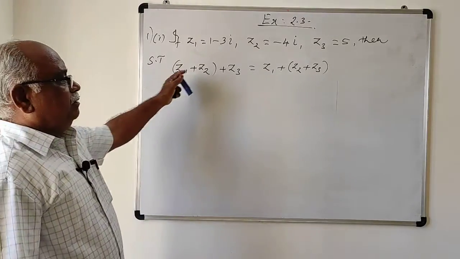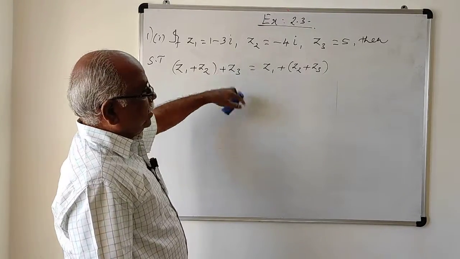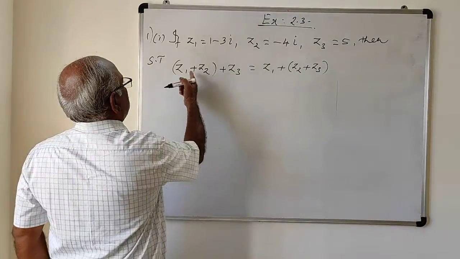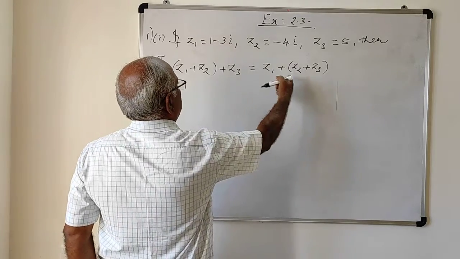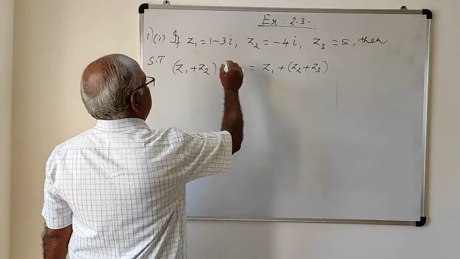That is the associative property under addition. z1 plus z2 plus z3 equals z1 plus z2 plus z3. Associative under addition, you have to check. First, the left hand side.